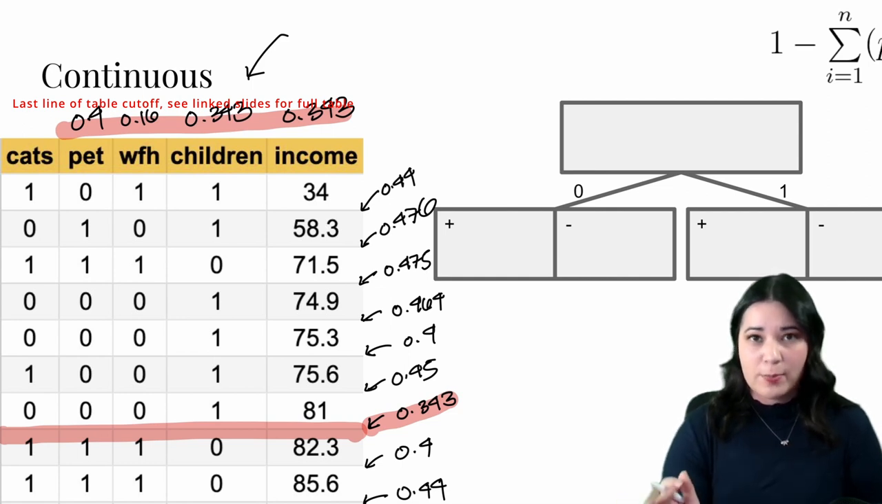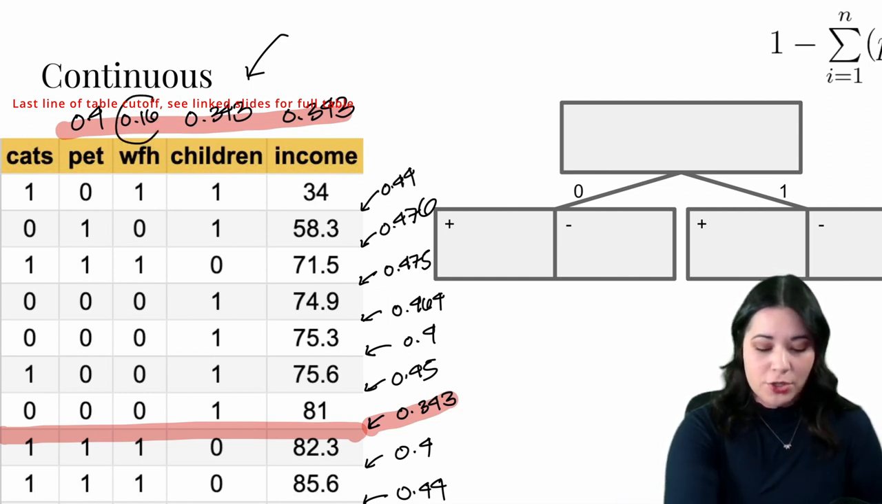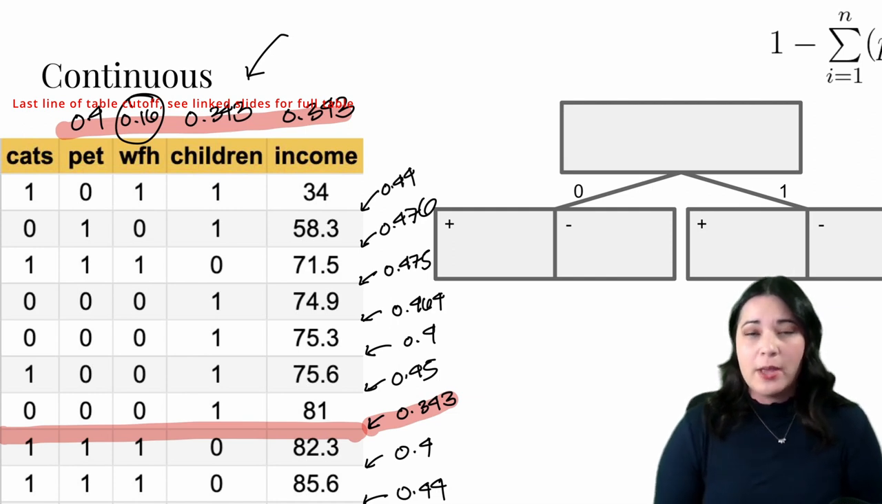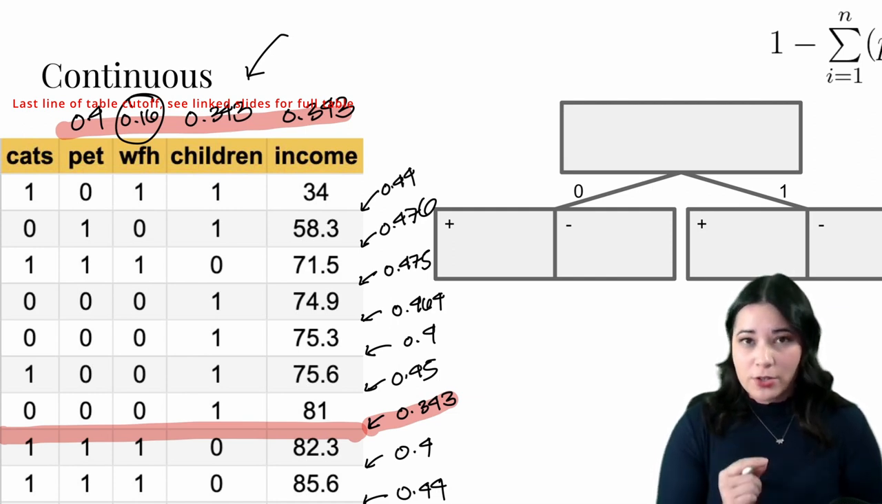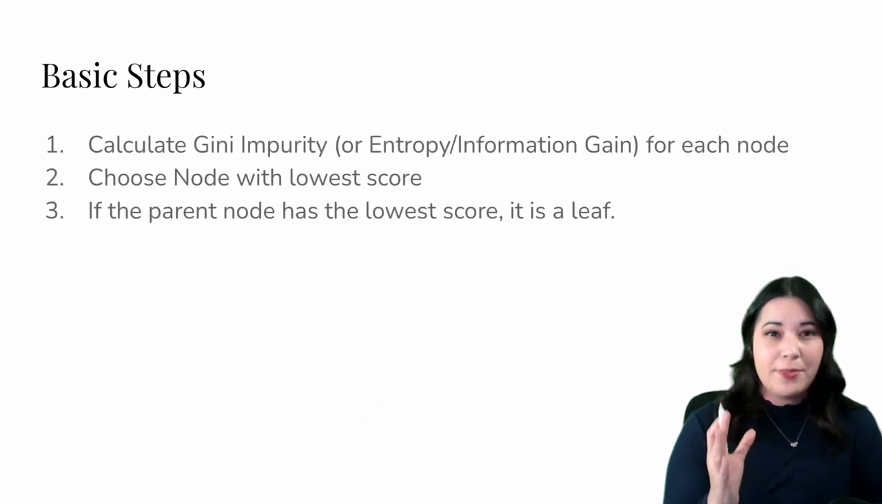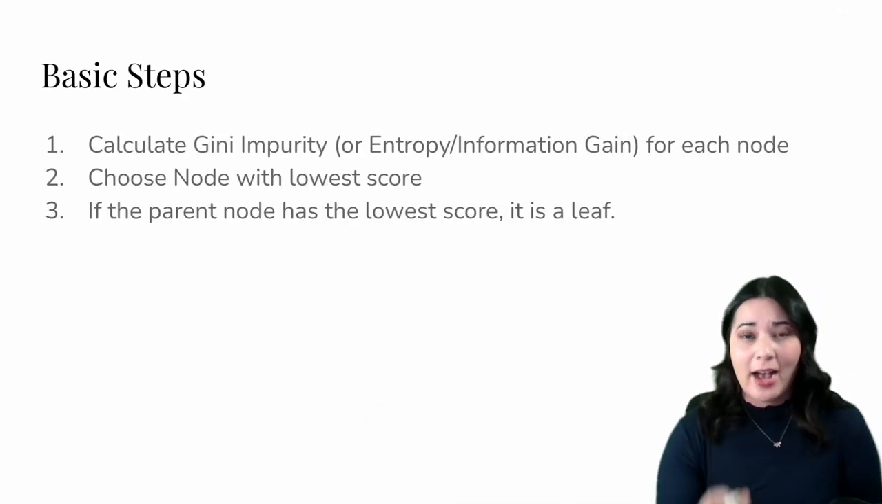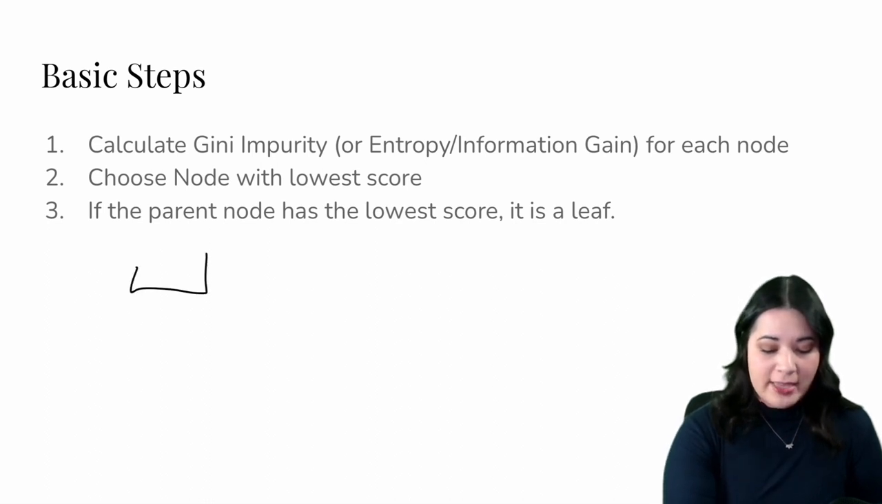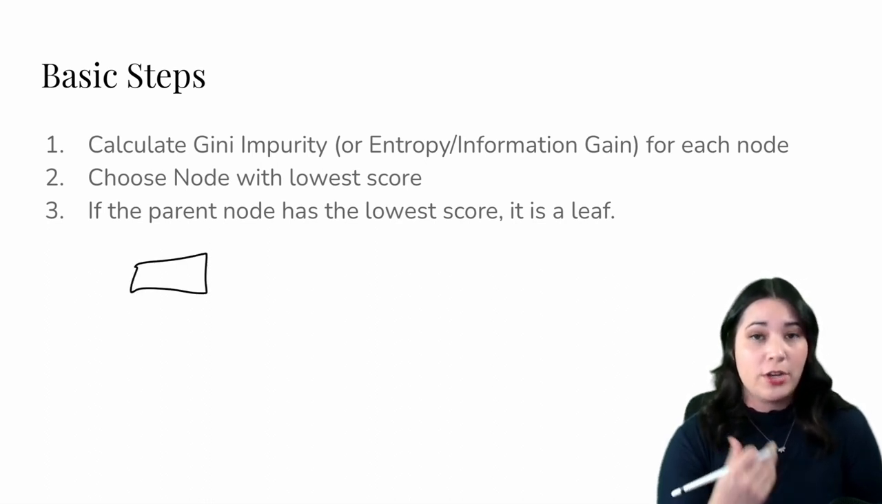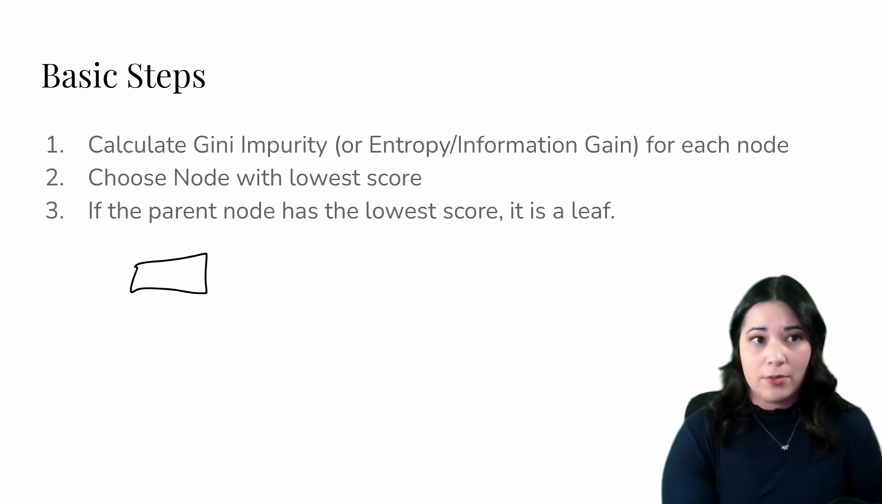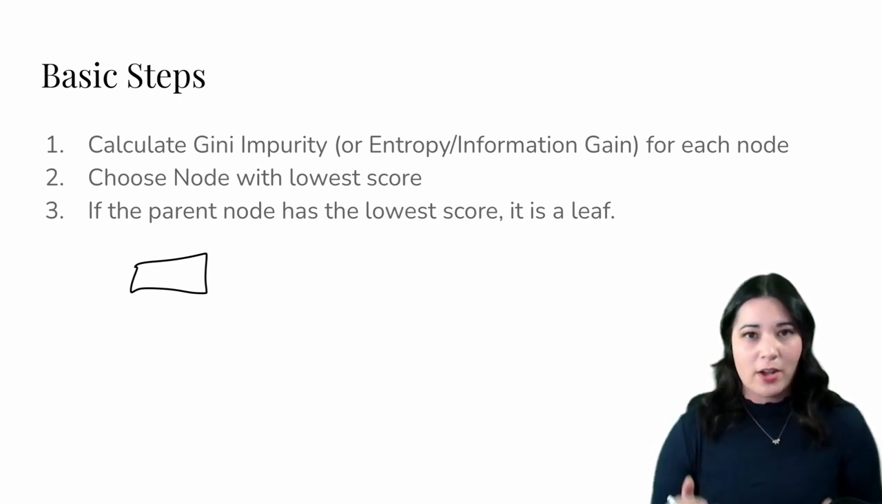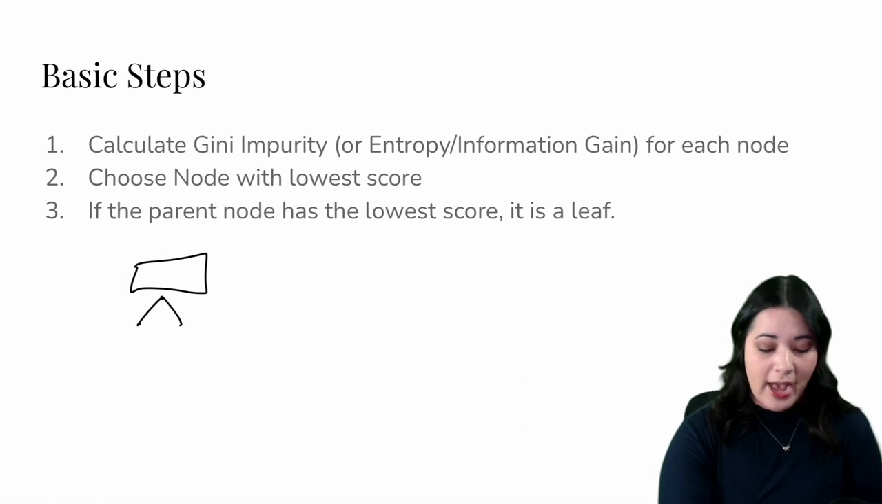Out of all of these possible splits, we are going to choose to split on work from home, because when we do, we reduce our Gini impurity the most. And this is how we create an entire decision tree. Every time we need to make a split, we basically calculate the entropy or the Gini impurity of the parent node. And then we try all the possible splits we could make and see which one reduces the Gini impurity or entropy the most. That's the split that we would choose to add to our tree.